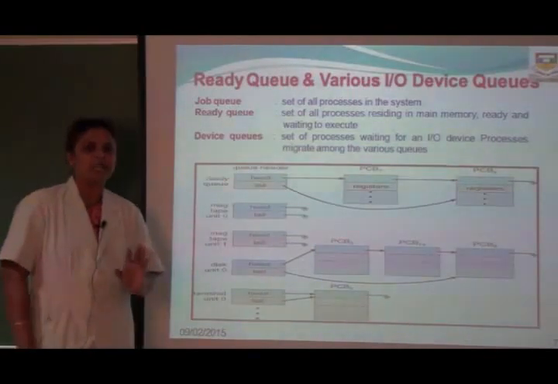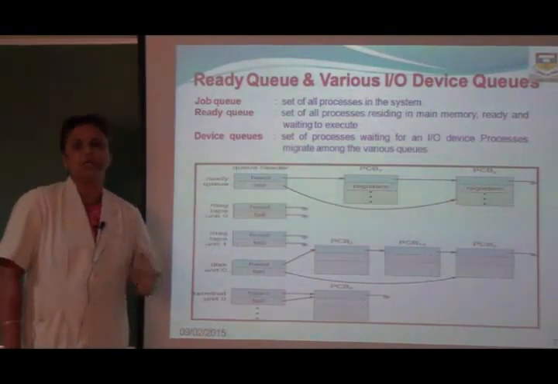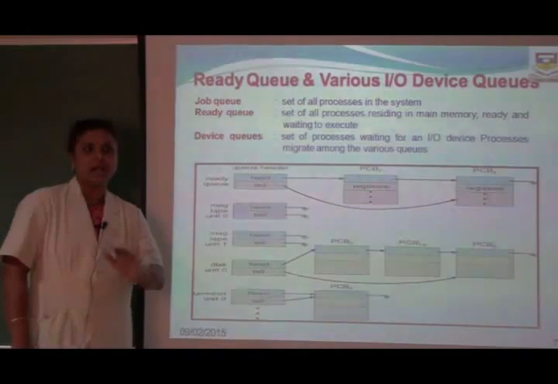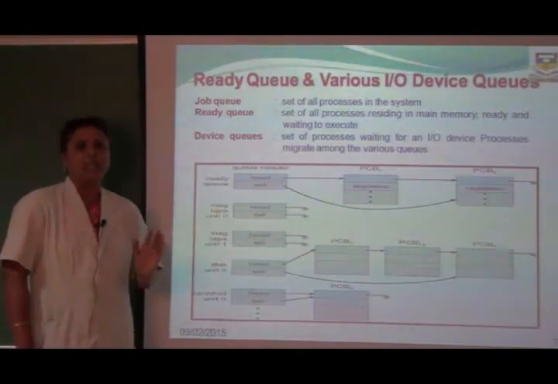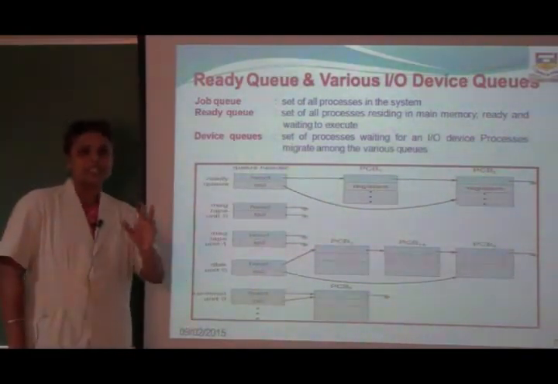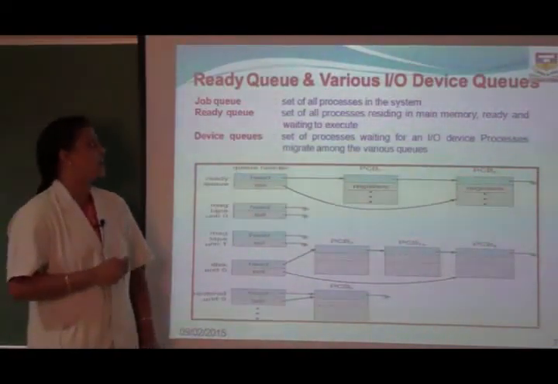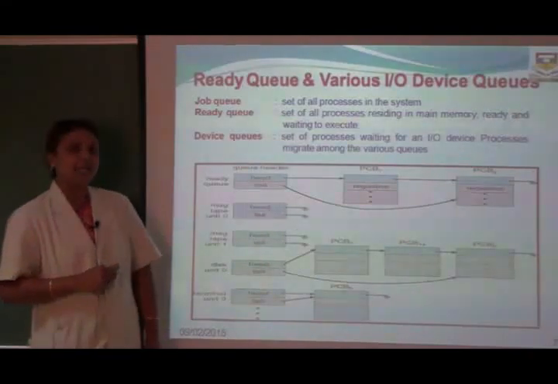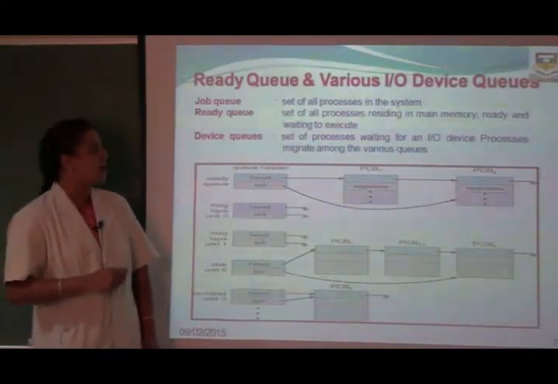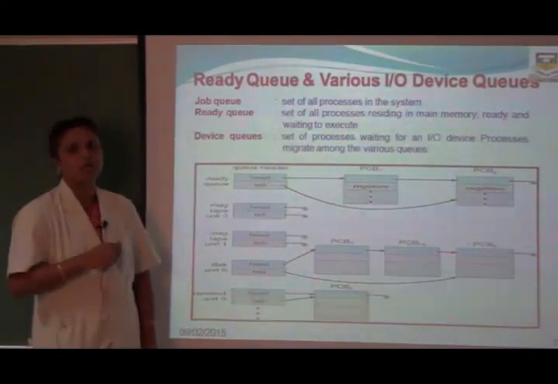Once a process is ready for execution, it is not directly loaded into the physical memory. First, it is placed in the job queue. Then from the job queue, a set of processes are selected and loaded into the main memory. All the processes residing in main memory are maintained in a queue called the ready queue.